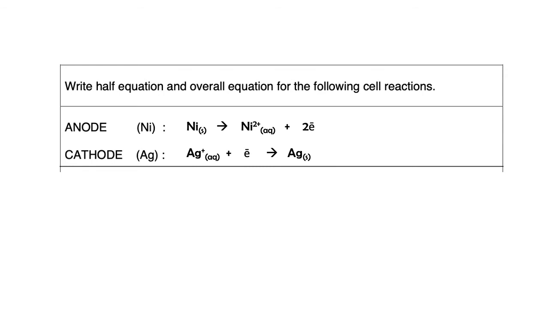However, for the overall cell, we have to make sure that the number of electrons is equal at the anode and cathode. As you can see at the cathode, we only have 1 electron. So what we have to do is times 2 for this equation. So for the overall, we are going to get this one. Again, we are not going to include the electrons because the electrons have been cancelled from the anode to the cathode half cell.